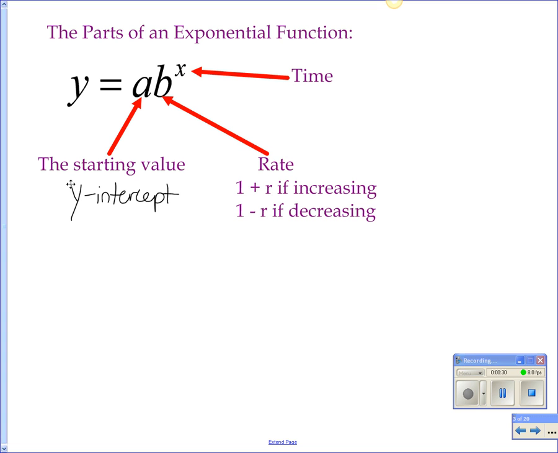Why is A the starting value and not B? Because B has an X. So the starting value is the one without the X, okay?